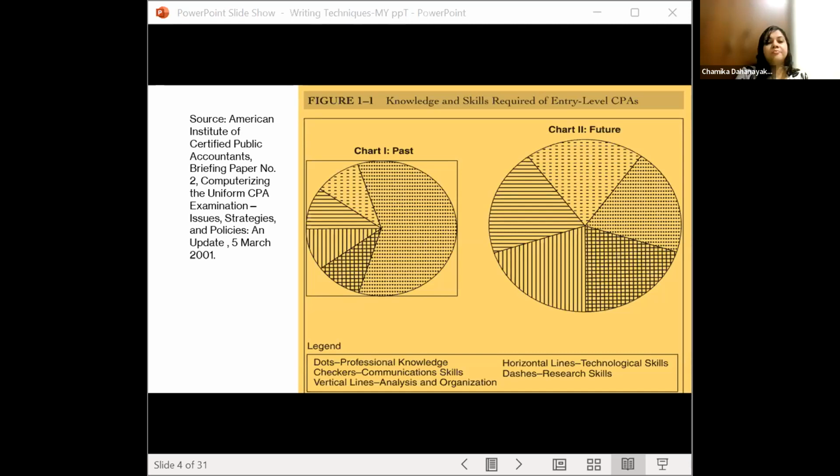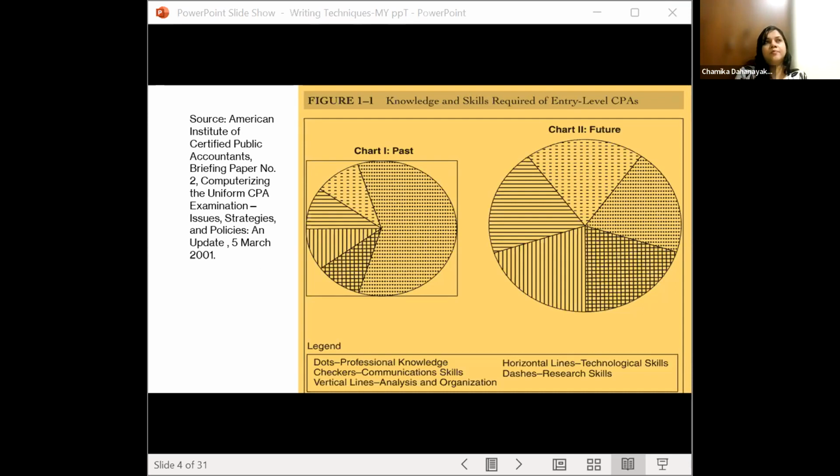What do these pie charts tell you about the future of your careers, right? Now, this is not coming from me. Some of you might have been more intelligent to check the source. I have given the source here, right? So this information is coming from the American Institute of Certified Public Accountants, right? So obviously you can understand that they have a very important study on this.